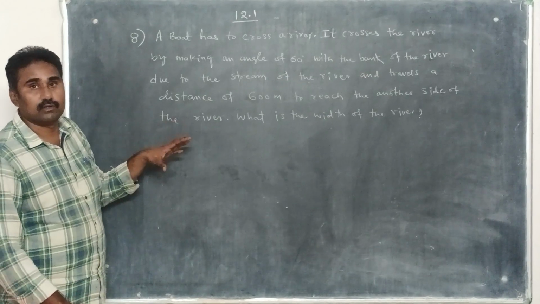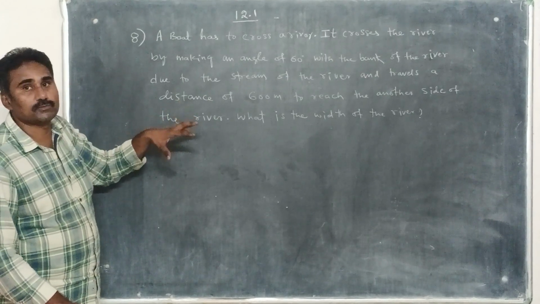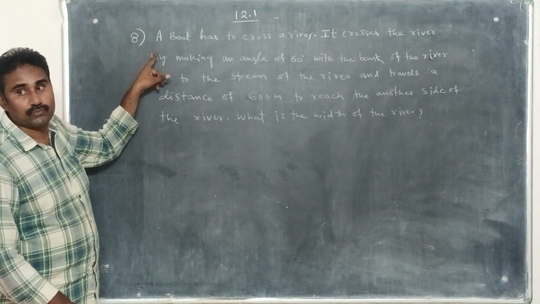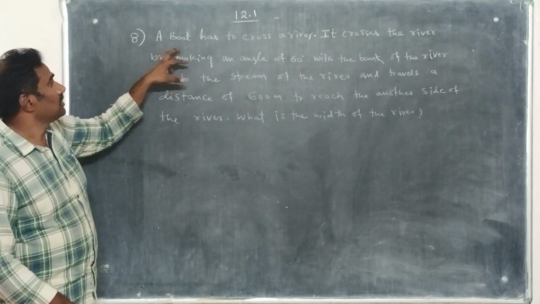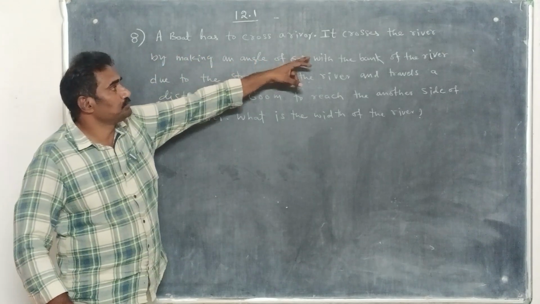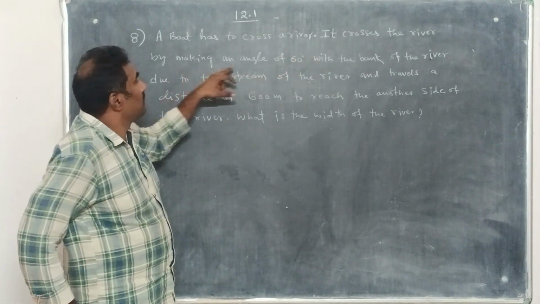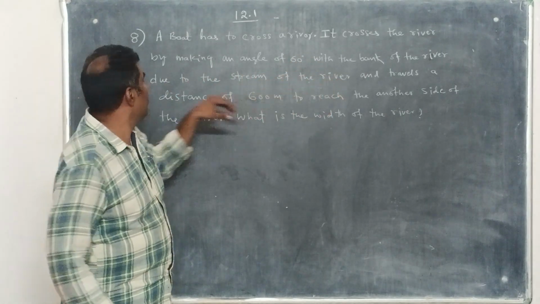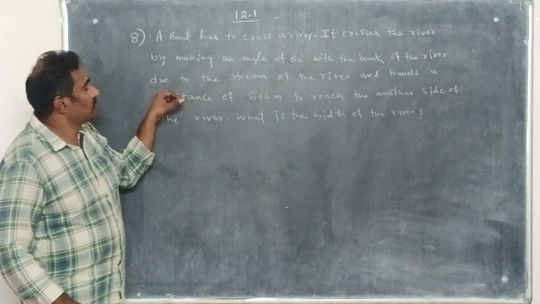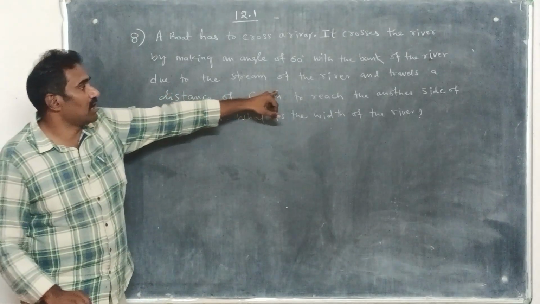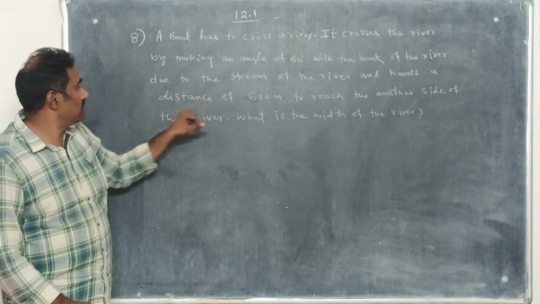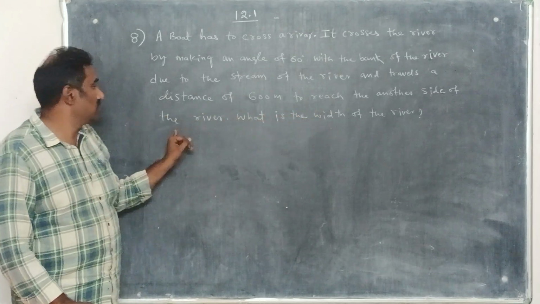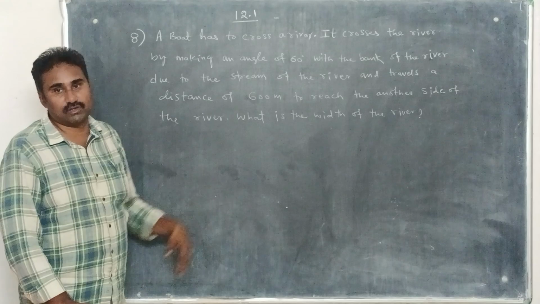Yeah, good evening, everyone. Now I am going to explain 12.1 exercise, 8th problem. So, once I will read the question. A boat has to cross a river. It crosses the river by making an angle of 60 degrees with the bank of the river due to the stream of the river and travels a distance of 600 meters to reach the other side of the river. What is the width of the river?